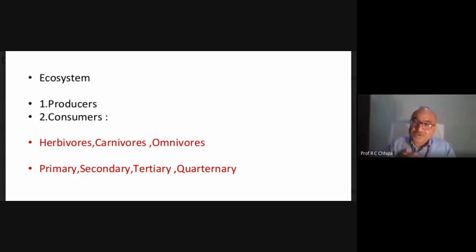Then tertiary consumers consume the secondary. Whatever the rabbit or deer consumes, the plants, and then the deer is consumed by some cat family member, then further the lion. These are the stages of the consumers: primary, secondary, and tertiary, and there may be a quaternary stage, the fourth stage, also. So this is the ecosystem structure.